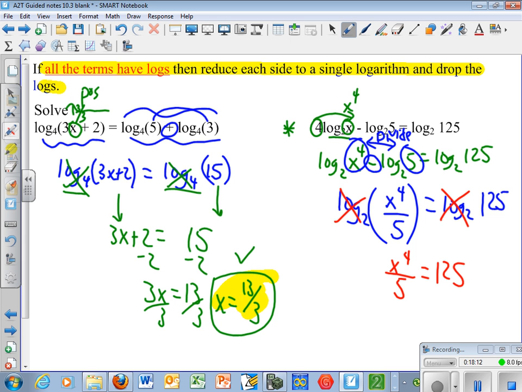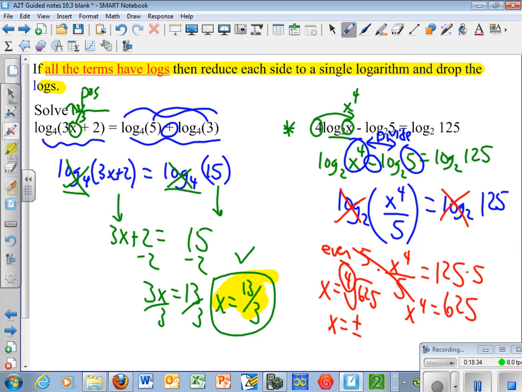So let's get rid of dividing by 5. Let's multiply both sides by 5. So I have x to the 4th equals 125 times 5, use your calculator, is 625. So now I want to take the 4th root of 625. Notice it's an even root, so I need a positive and negative. We've done some other things dealing with positive and negative roots, and 625, the 4th root, if you do that on your calculator, is 5. So it's positive and negative 5.